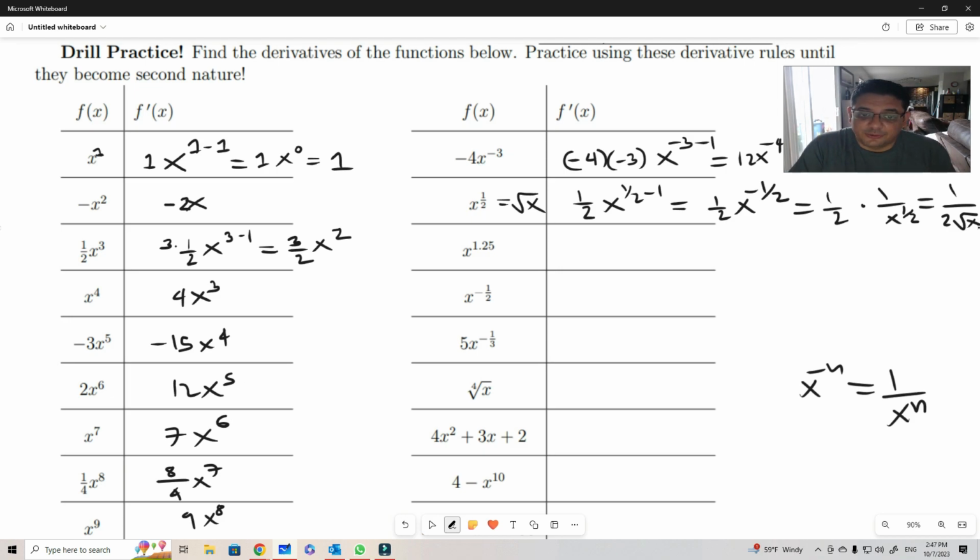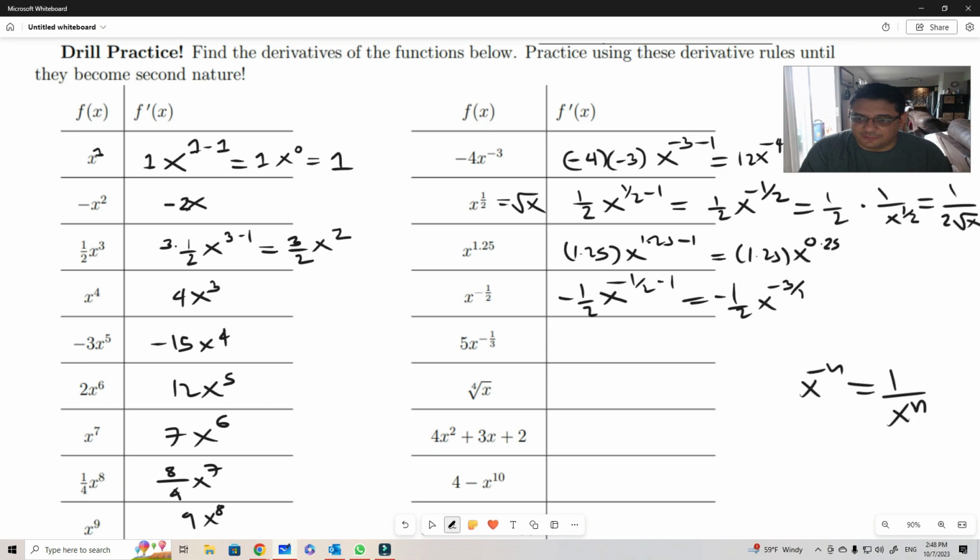If you have decimals on your power, it's the same thing. There's not a lot of change in this. The derivative here will be 1.25 x to the 1.25 minus 1. And so that will be 1.25 x to the 0.25. All right. Here we have a negative exponent, so now you know what happens with it and with the fractions. This is minus 1/2 x to the minus 1/2 minus 1. So minus 1/2 x to the minus 3/2. Okay.